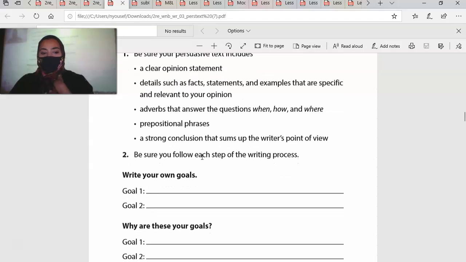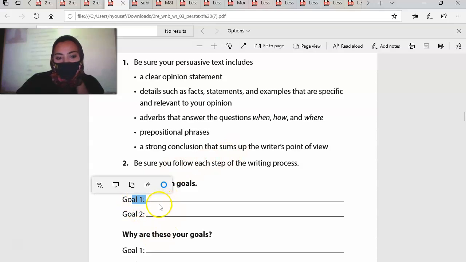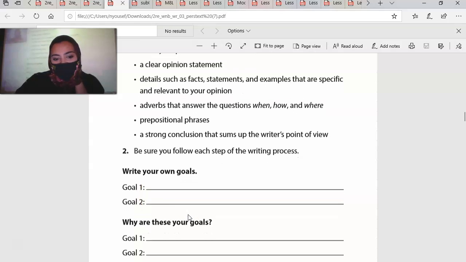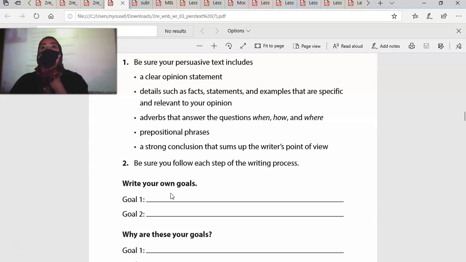So what is your goal? What do you think you struggle with the most? Do you struggle the most with including facts? Do you struggle the most with having a strong conclusion to sum up your writing? Do you struggle the most with grammar and spelling? You're going to write the two things you struggle with most on these lines, on 1 and 2. And then here you're going to write why goal 1 is your goal, and then why goal 2 is your goal.